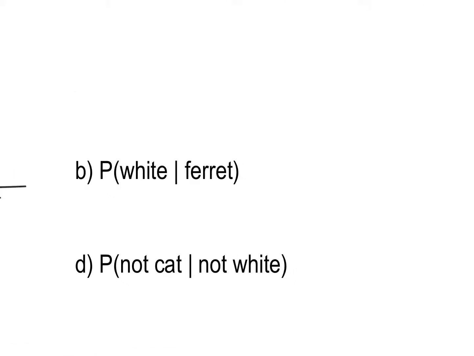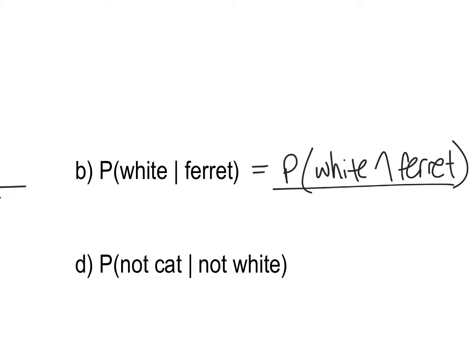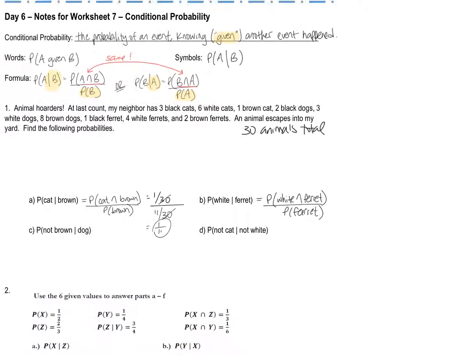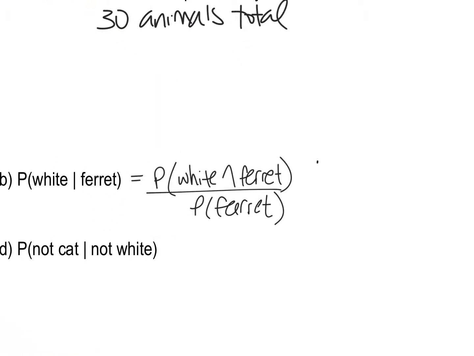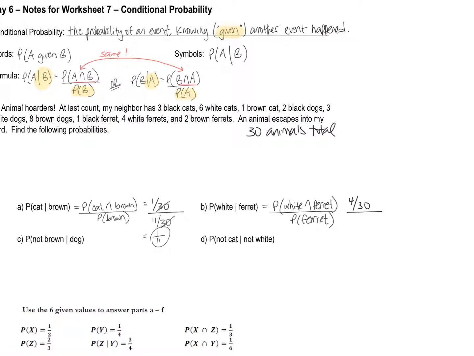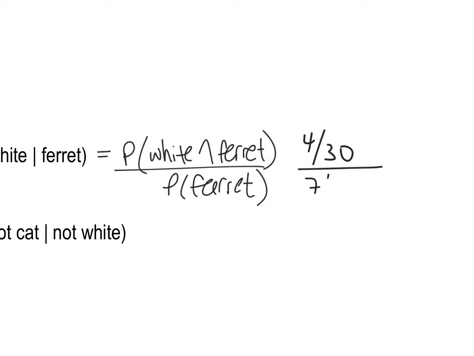So let's try letter B also. Find the probability that it is a white animal given that it's a ferret. So probability of white and ferret divided by probability of ferret. Looking up at the top, how many white ferrets are there? There happen to be 4 of them, so 4 out of the 30 total is the probability for the numerator. And then how many ferrets are there total? We have 1 black, 4 white, 2 brown, that makes 7 out of 30. Again, the 30s cancel and we end up with 4 out of 7.